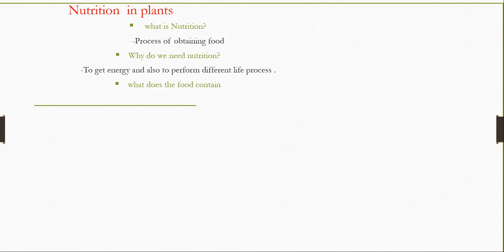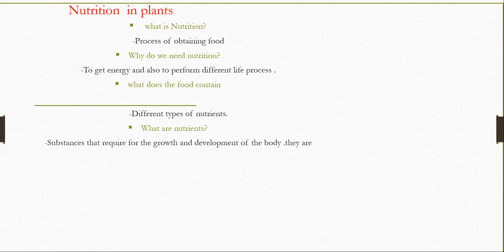What does the food contain, children? The food contains different types of nutrients. What are nutrients first? Let us go for the definition. Nutrients are substances that are required for the growth and development of the body. So they are mainly responsible for the growth and development of our body.